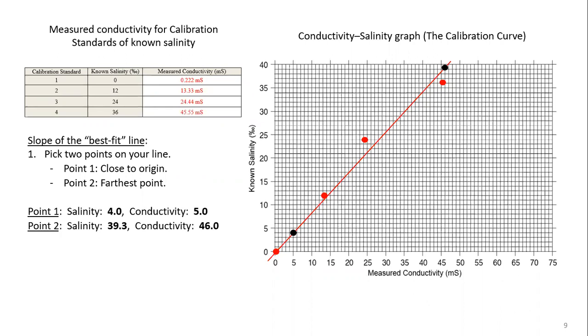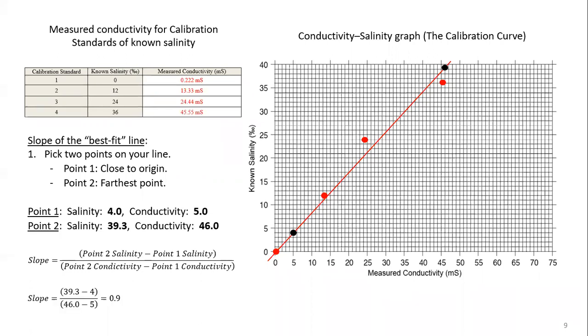We will use these coordinates to calculate the slope using the equation of rise over run, where slope equals 0.2 salinity minus 0.1 salinity divided by 0.2 conductivity minus 0.1 conductivity. In this example, the slope of the best fit line equals 0.9.